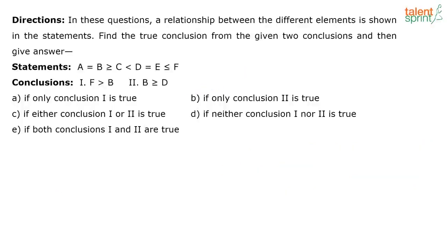Next one is on coded inequalities. What is given here? A is equal to B, B is greater than or equal to C, C is less than D, D is equal to E, and E is less than or equal to F. And you have to find out the relationship between F and B.